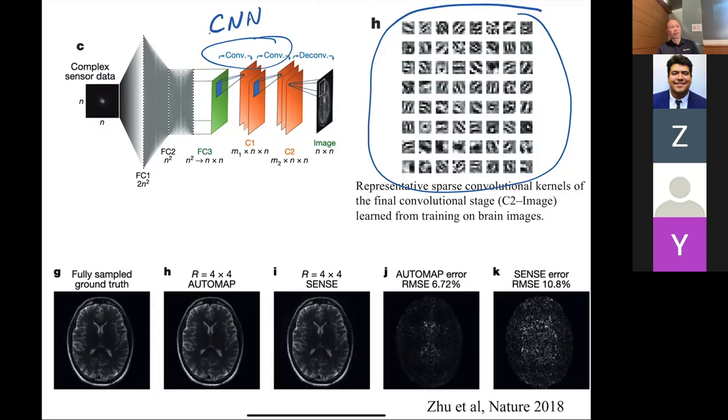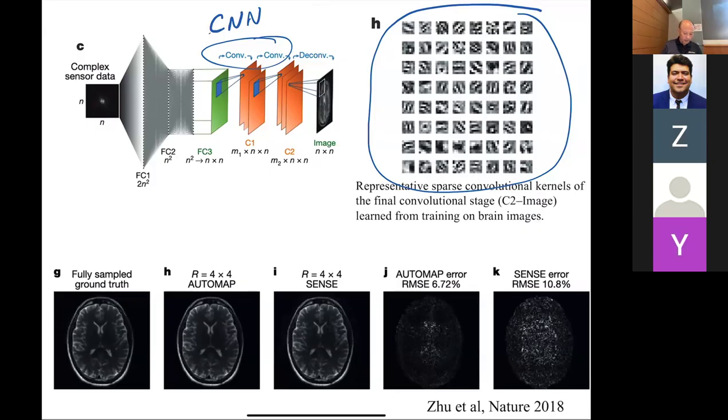There's also a lot of interest in what's called physics-informed deep learning, sort of making sure you put the physics into it. And that's certainly an interesting area. I don't think AutoMap put any physics per se into it, but that is sort of what people are looking at.